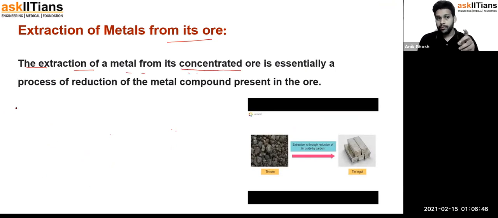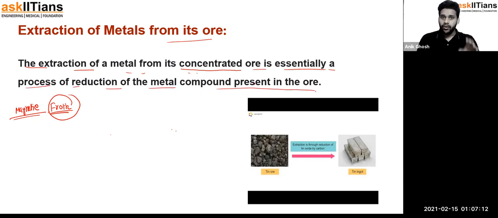We have learned about magnetic separation. I think you remember the physical processes; that was one of them. There was froth flotation as well. This was a gravity separation process, and froth flotation, right? So these types of processes are there.